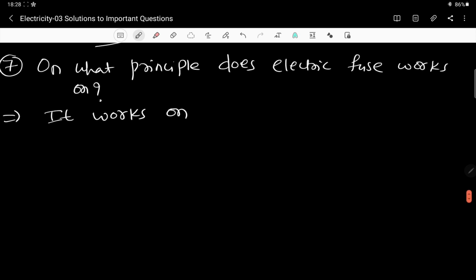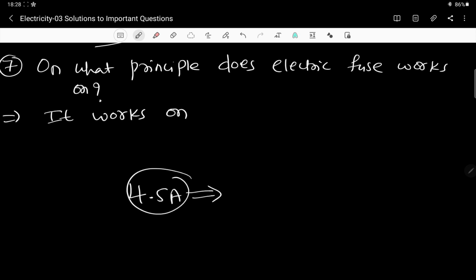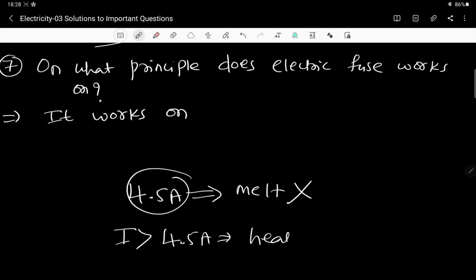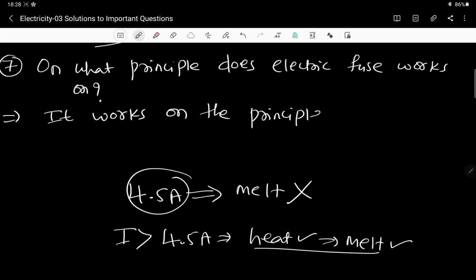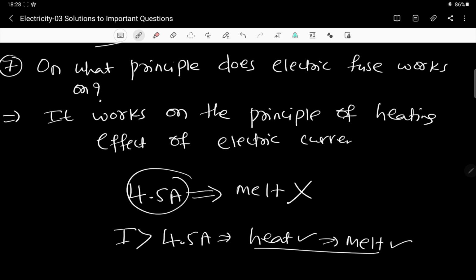If the rated current is coming, for example, in the last class we had 4.5 ampere, up to 4.5 ampere it won't melt. So if the current is more than 4.5 ampere, then definitely it gets heated and it is going to melt. If it is melted, the circuit gets disconnected. So it works on the principle of the heating effect of electric current. All right, so this can be asked for 1 mark.